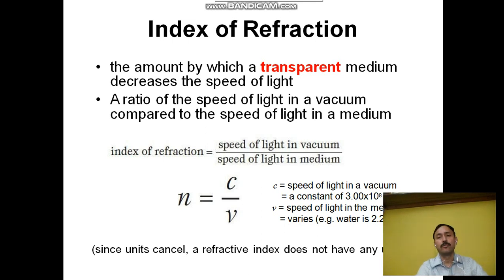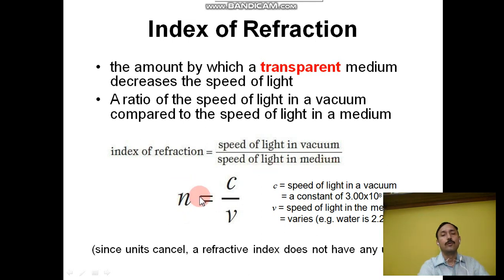Index of refraction. Index of refraction is a ratio of the speed of light in vacuum to the speed of light in a medium. The amount by which a transparent medium decreases the speed of light. This is the index of refraction. Already I have told, a ratio of the speed of light in a vacuum compared to the speed of light in a medium. Speed of light in vacuum by speed of light in medium.